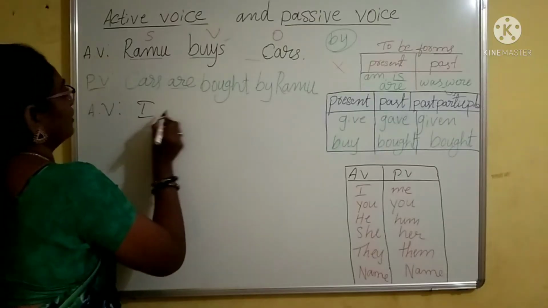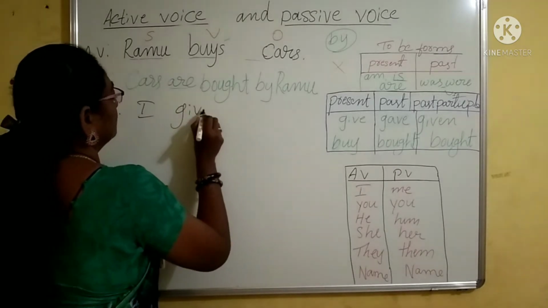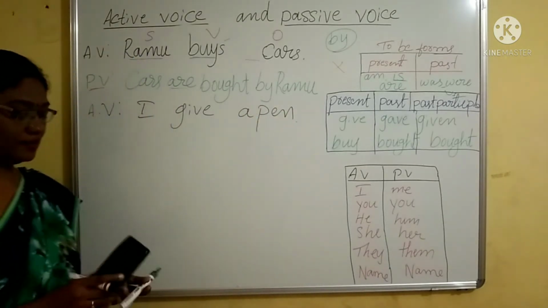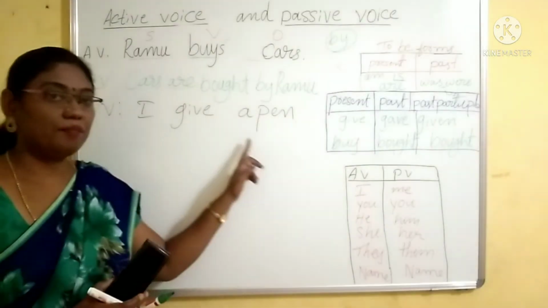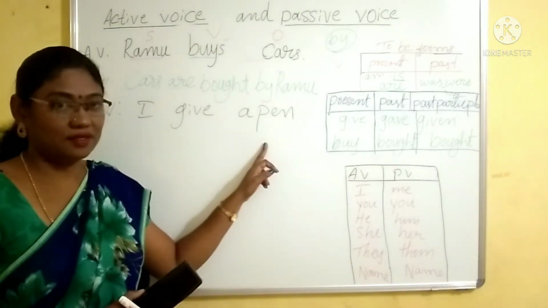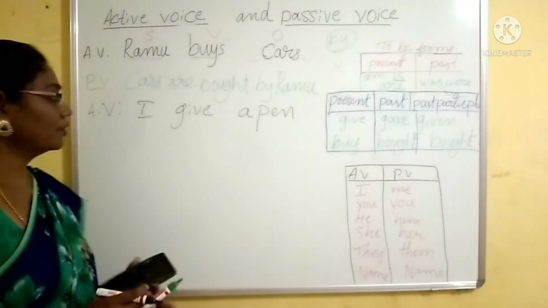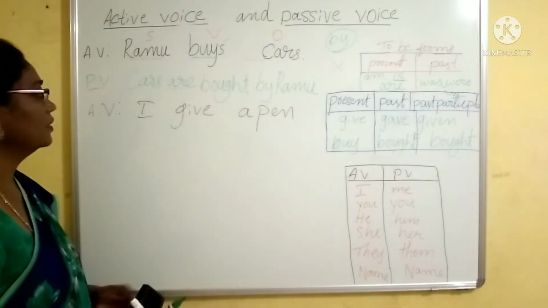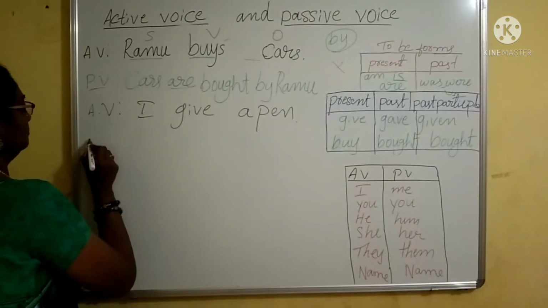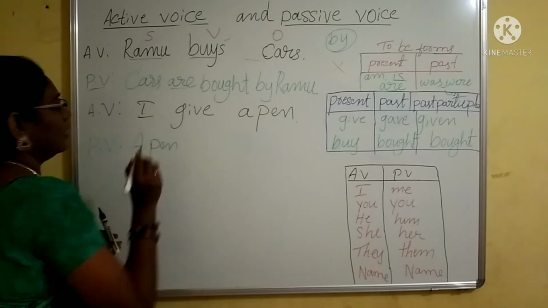Now, I give a pen. Subject, verb, and object. Pen is the object, I is the subject, give is the verb. As per the steps, what should I write first here? A pen.